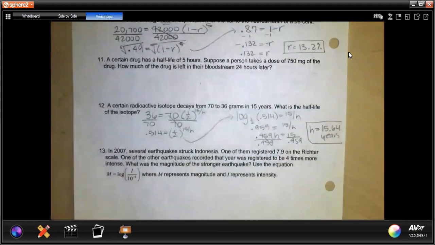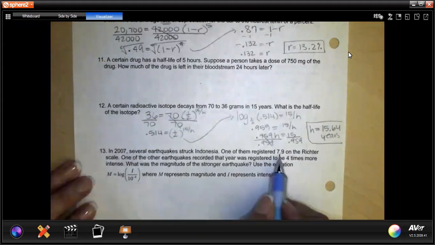All right, our last one here is an earthquake problem. It says in 2007, several earthquakes struck Indonesia. One of them registered 7.9 on the Richter scale. One of the other earthquakes recorded that year was registered to be 4 times more intense. What was the magnitude of the stronger earthquake? Use the equation M equals log of I over 10 to the negative 4, where M represents magnitude and I represents intensity. So in this problem, we really have to put a little more thought to it.